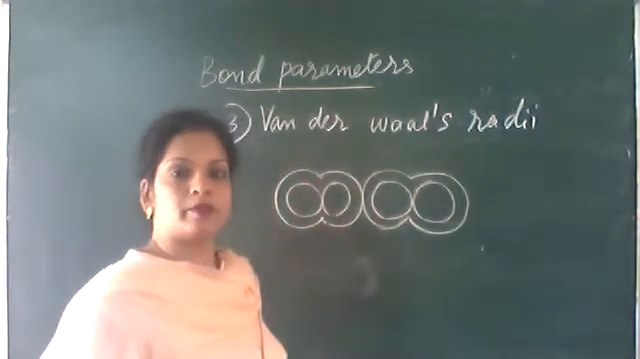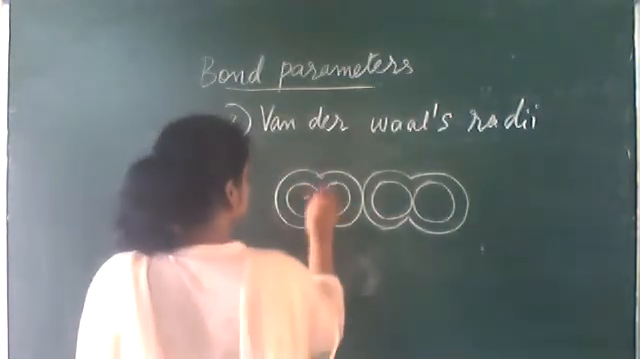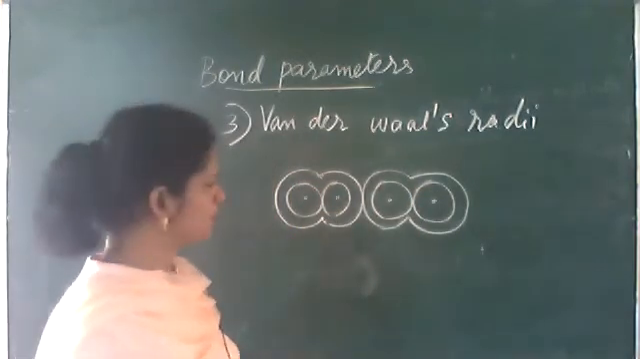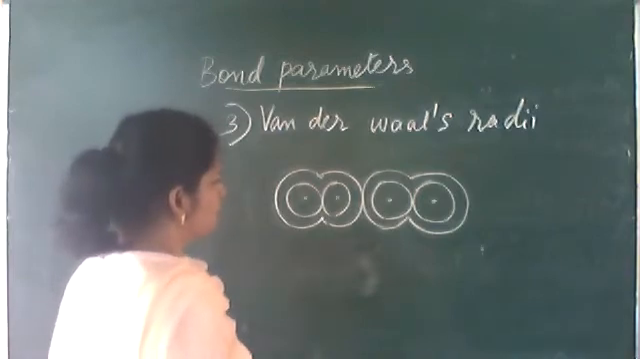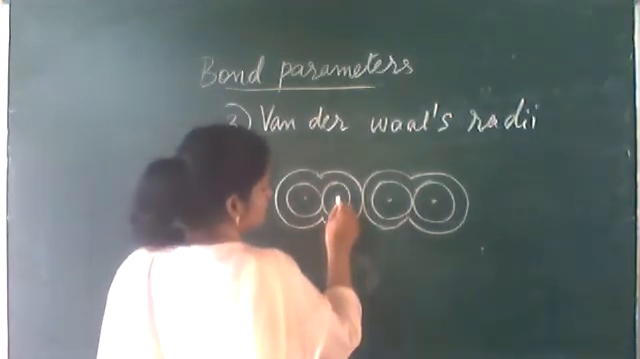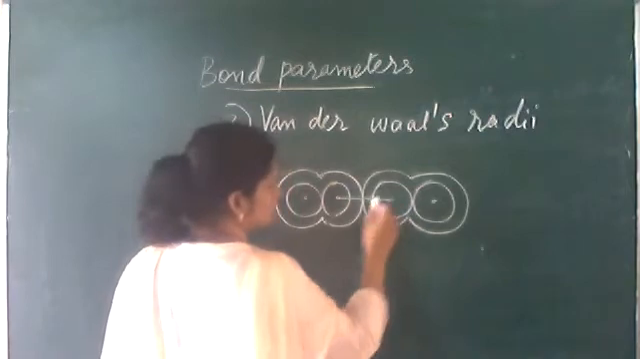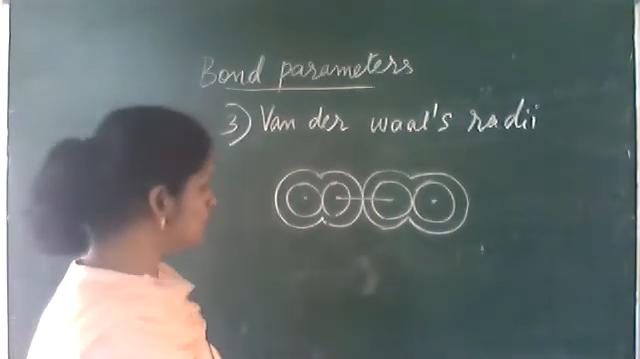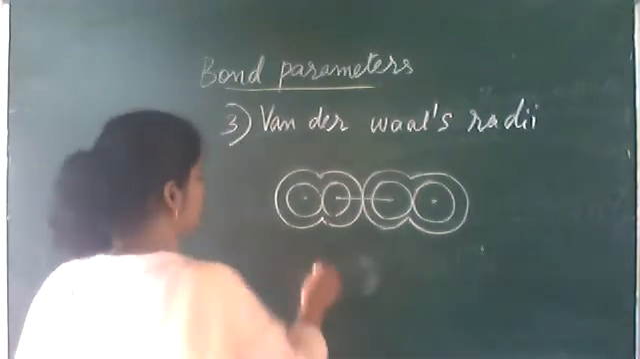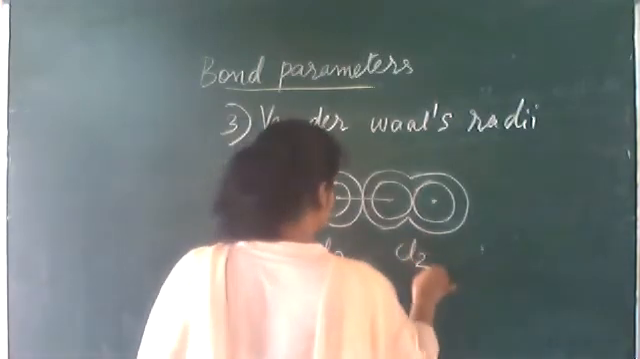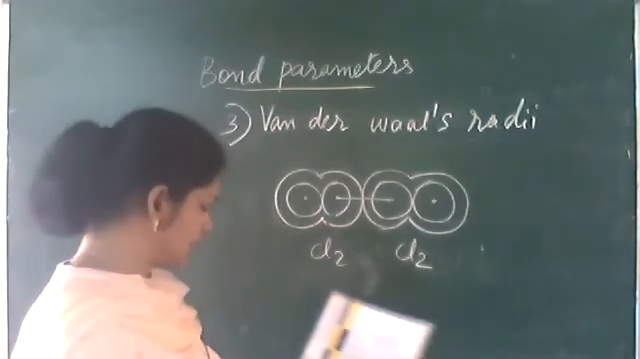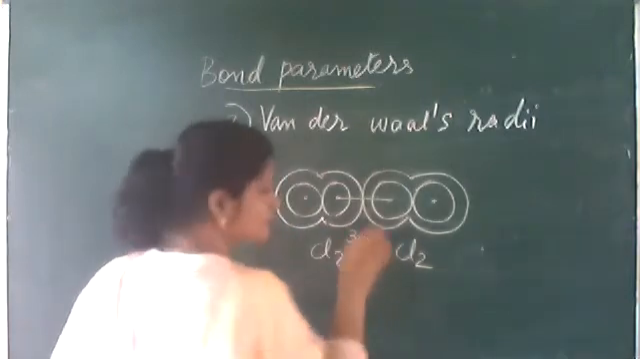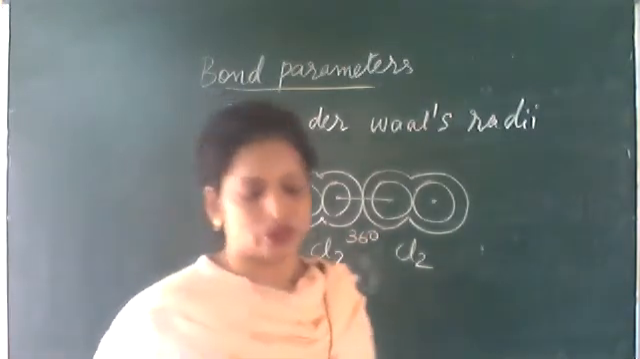Now see, two chlorine molecules are touching each other. What is van der Waals radius? See, from here to here, what is the distance? It's half. That will be van der Waals radius. Write down. This is Cl2. The distance from this to that is 360. So its half is the van der Waals radius.